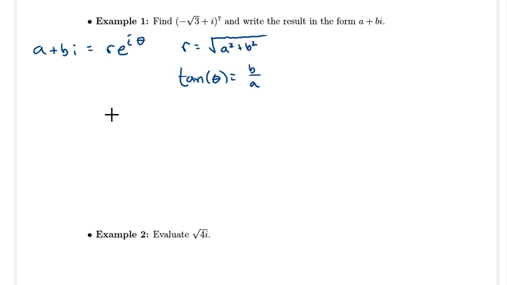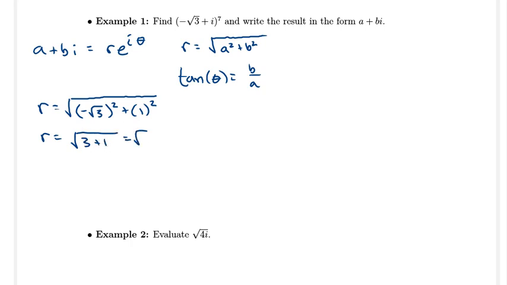We learned all that in the last video. So let's go ahead and do that to this particular complex number. First of all, we know that our r value is the square root of negative square root of 3 squared plus 1 squared. So r is the square root of 3 plus 1, so the square root of 4. So r is 2. And then, of course, tangent of theta is going to equal 1 over the square root of 3.